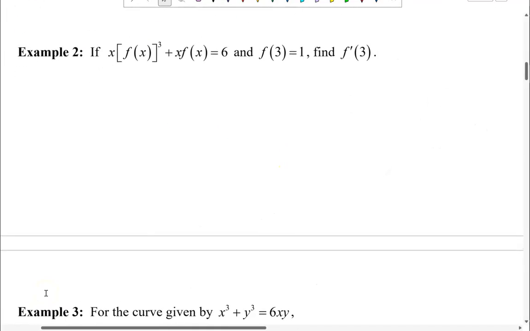Example 2: if x times the quantity f of x cubed plus x times f of x equals 6, and f of 3 equals 1, find f prime of 3. So this is similar to the previous problems, except here instead of y, we've got f of x. But we're still going to do implicit differentiation. So we're going to take the derivative with respect to x of each side.